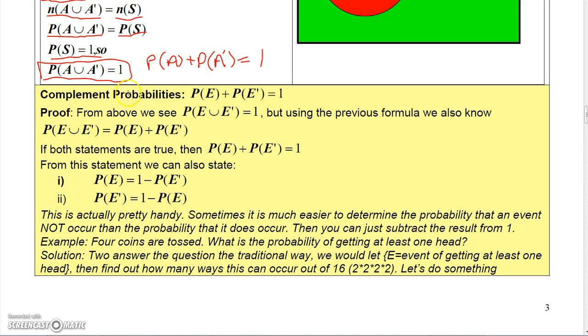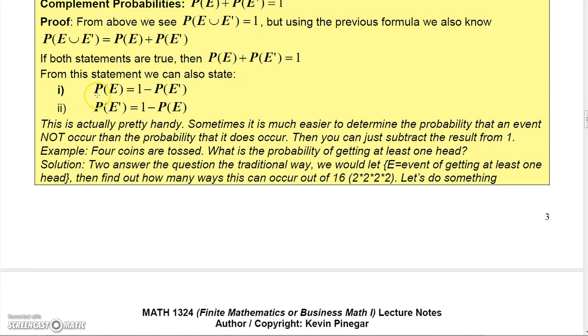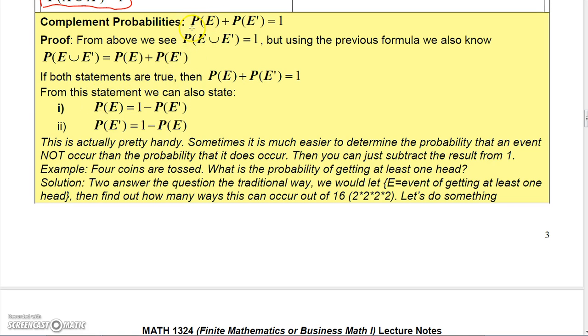And so that must equal 1. So for a complement, let's say that you have two sets, E and E prime. I'm going to use E instead of A, since E is usually used for events. So the probability of event E plus the probability of not E is equal to 1. Okay, so a couple of corollaries come off of that. If you solve this for the probability of E or for the probability of not E, you'll find the answer is 1 minus the other probability. So the probability of E is 1 minus the probability of not E, and the probability of not E is 1 minus the probability of E.